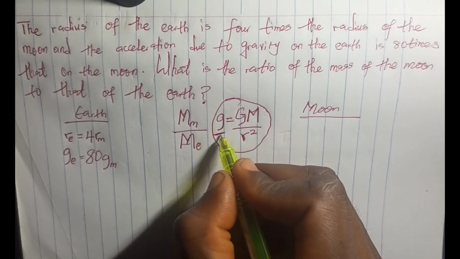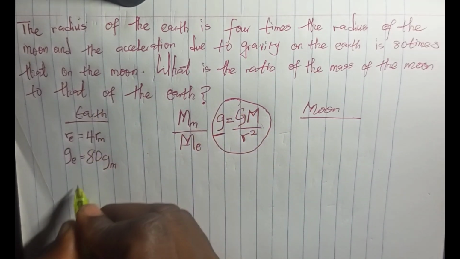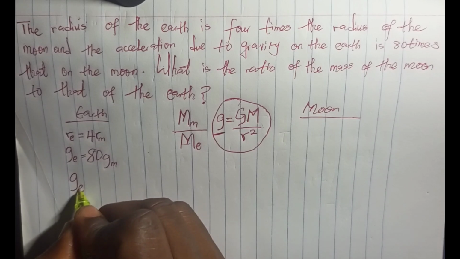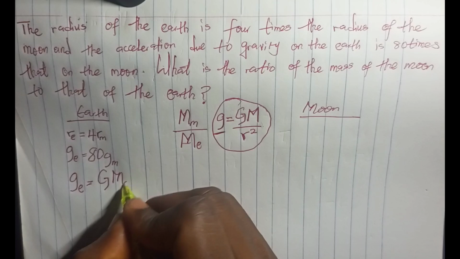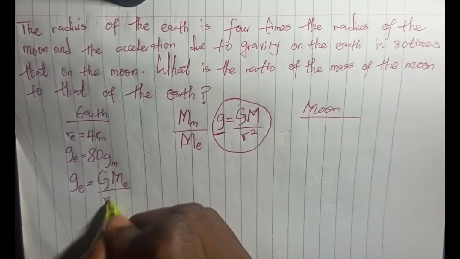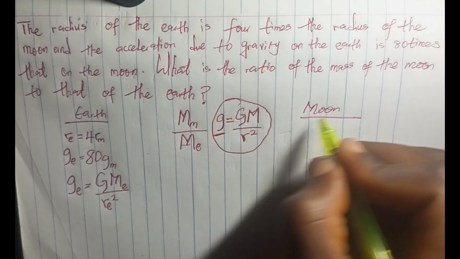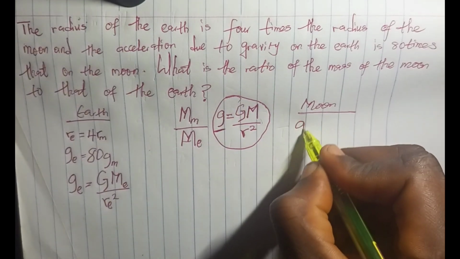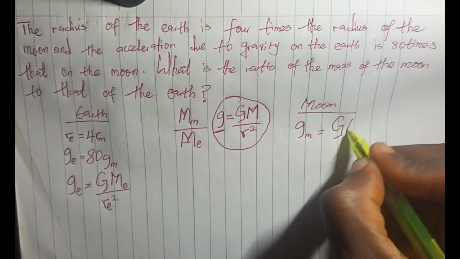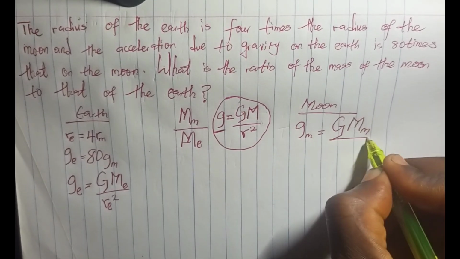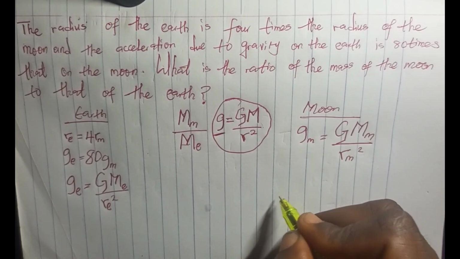Now, having this formula, if we want to write it for the Earth, the acceleration due to gravity on the Earth equals the universal gravitational constant times the mass of the Earth, all over the square of the radius of the Earth. Hope is clear. If we want to write this formula again based on the Moon, the acceleration due to gravity on the Moon equals the universal gravitational constant times the mass of the Moon, all over the square of the radius of the Moon. Hope is clear.